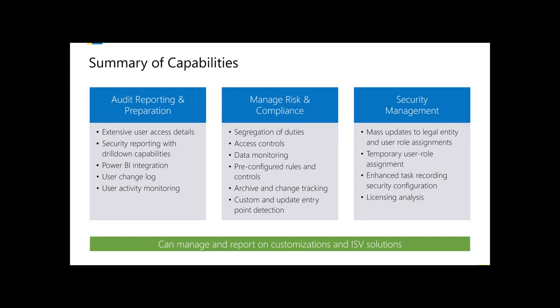The second is management of risk and compliance. This contains our segregation of duties rules and our access controls, which, for those who don't know, are just checks against who has access to certain high risk or high importance features throughout the system. So think your post buttons, your vendor payment journal, things like that. Also, we have data monitoring, which is basically database logging, the ability to track changes to tables and fields throughout the system. And for all of these things, we have the ability to archive the results, save them for posterity, and hand them off to auditors as needed.